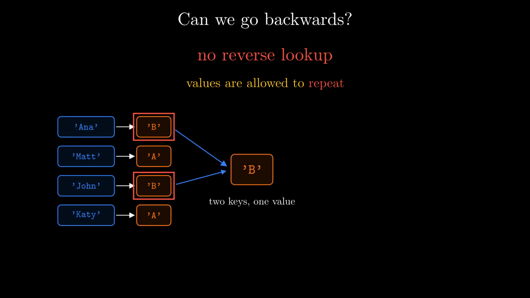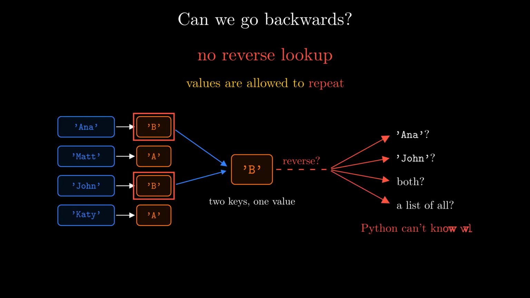Look at grades. The grade B belongs to two different people, Anna and John. So if you asked for the key attached to B, Python wouldn't know whether you want Anna, John, both of them, or a list of every match. Rather than guess, it simply doesn't offer the operation. To go from a value back to its key, you'd write your own loop that checks every entry and collects the matches, something we'll do later.